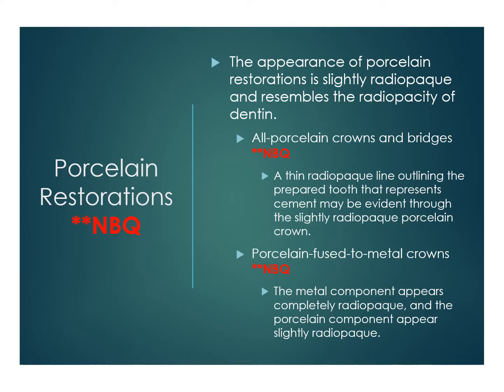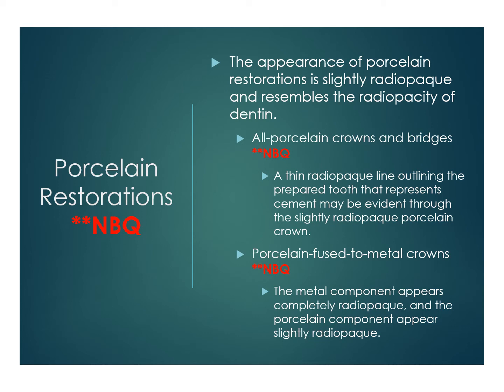So next up is porcelain restorations. And remember we talked about porcelain being pretty dense and so therefore more radiopaque than other non-metal restorations. So the appearance of porcelain restoration is slightly radiopaque and resembles the radiopacity of dentin. So that's a really good way to kind of judge whether you think it's composite or you think it's porcelain. It's going to look the same as the dentin. And so all porcelain crowns and bridges have a thin radiopaque line outlining the prepared tooth that represents cement that may be evident through the slightly radiopaque porcelain crown, right?